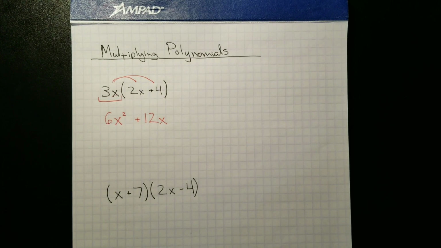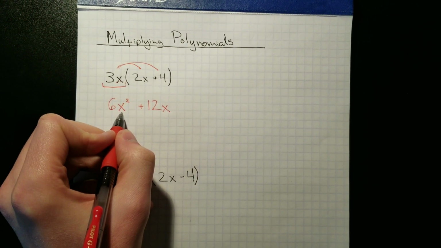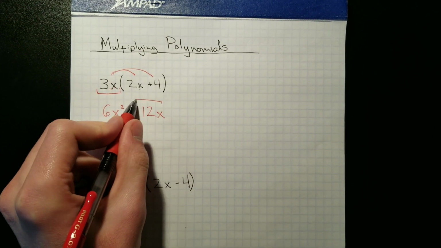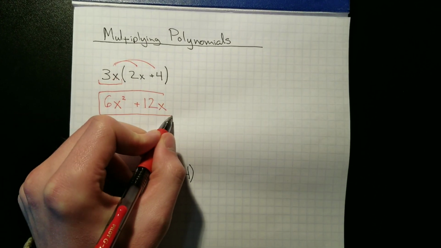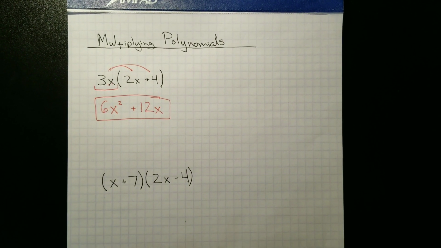Now, if there were any terms that could be added together, we would do that. But because this has a squared and that does not, that means that we have to keep this in this form. And that is all you have to do to get your answer there.